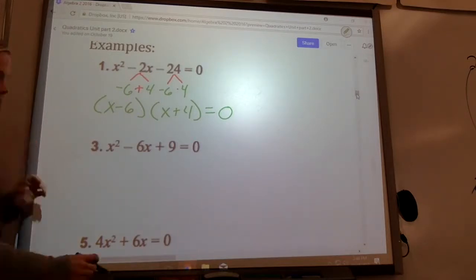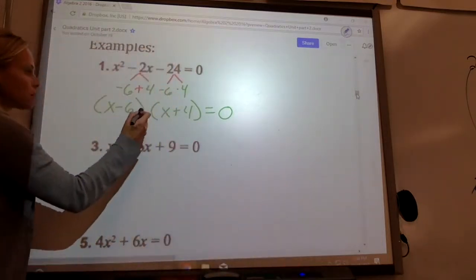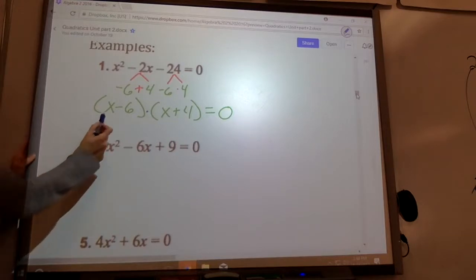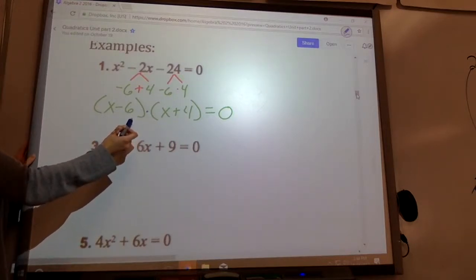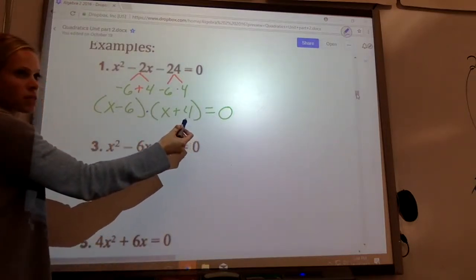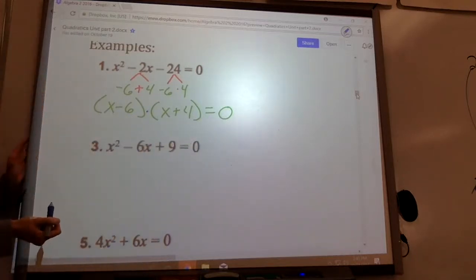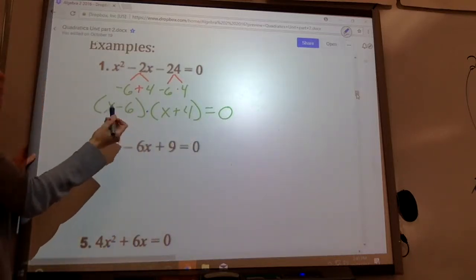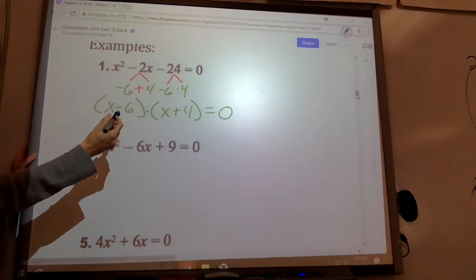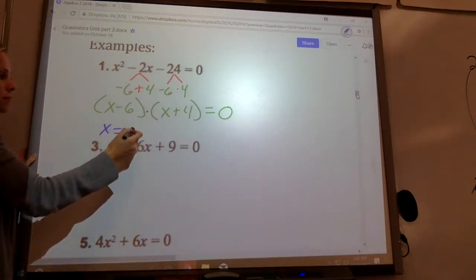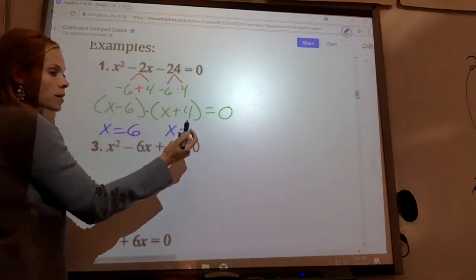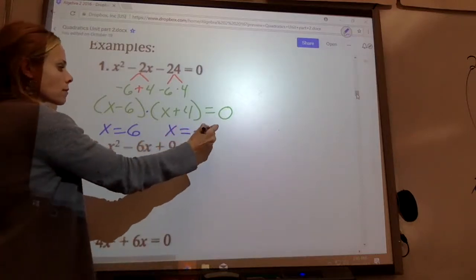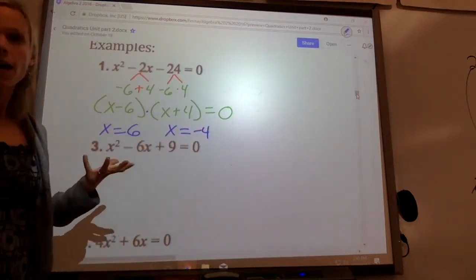Okay, so see how I'm multiplying right here? I'm multiplying. So either x minus 6 has to equal 0, or this x plus 4 has to equal 0 for the whole thing to be 0. Right? So mental math. What minus 6 would give me 0? 6. What plus 4 would give me 0? Negative 4. Right. Those are my answers.